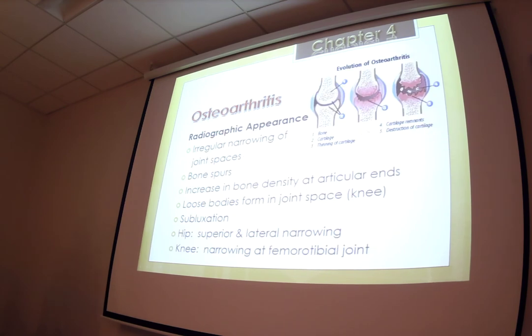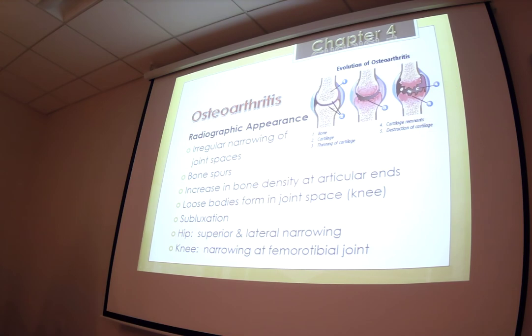So radiographically, what we're going to see is a narrowing of the joint space due to that thinning of the cartilage. You can also see bone spurs, or what we term osteophytes, around the edges of the bones. It can also lead to subluxation as a result of the weakened joint capsule and ligaments. We'll also be able to see what we term joint mice. So all these little pieces of bone, those are called joint mice.